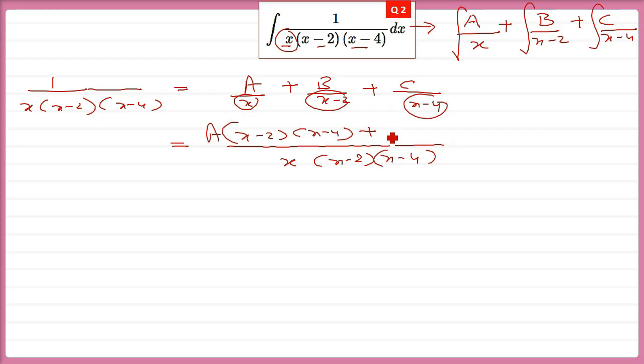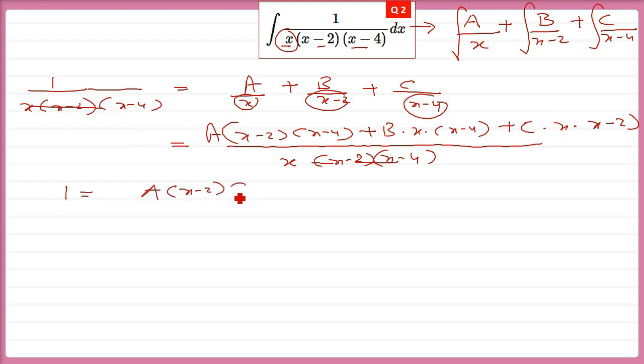Similarly, b has x minus 2 in the denominator. So except x minus 2, whatever is in the denominator, just have it. So x into x minus 4 will be multiplied by b. Similarly, c will be multiplied by x into x minus 2, which is again without x minus 4. Now the next thing is the denominator gets cancelled. So 1 will be equal to a into x minus 2 into x minus 4 plus b into x into x minus 4 plus c into x into x minus 2.